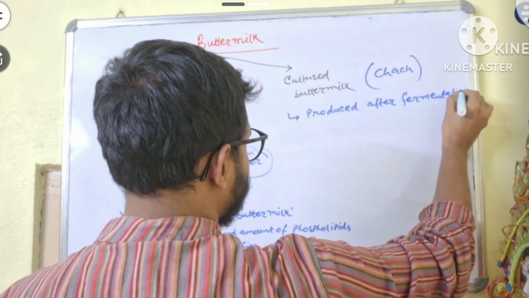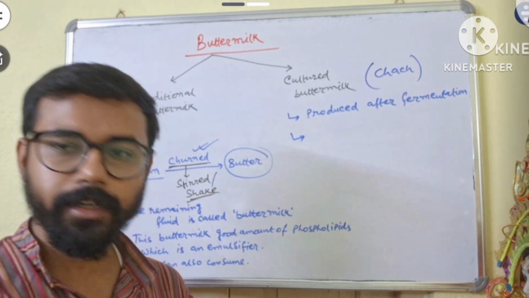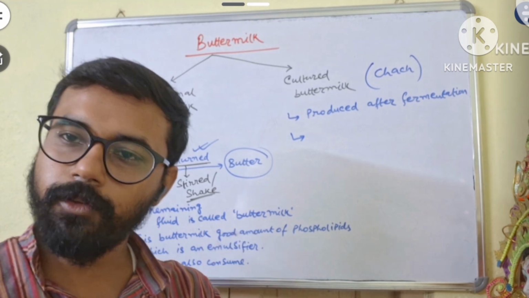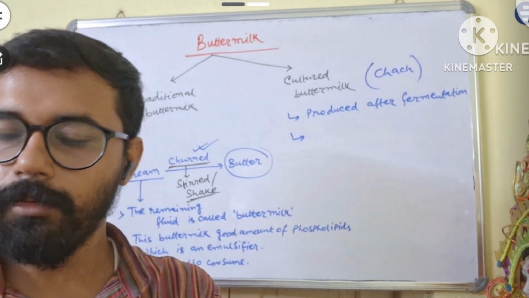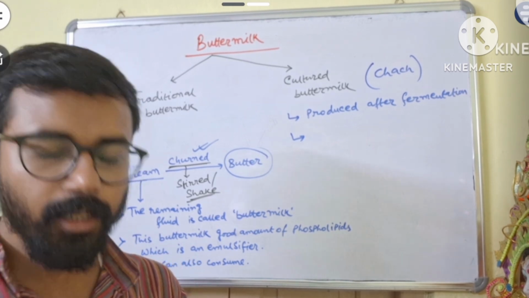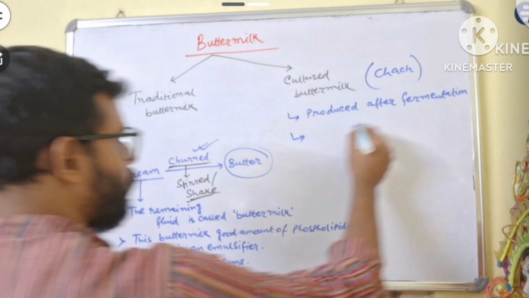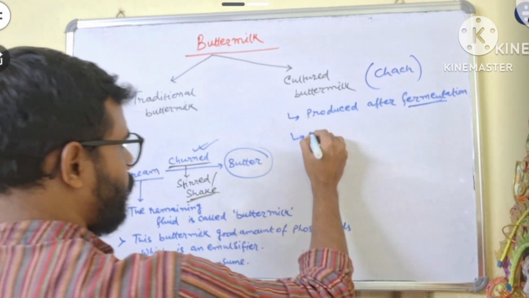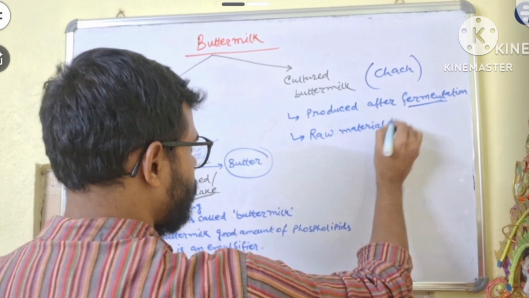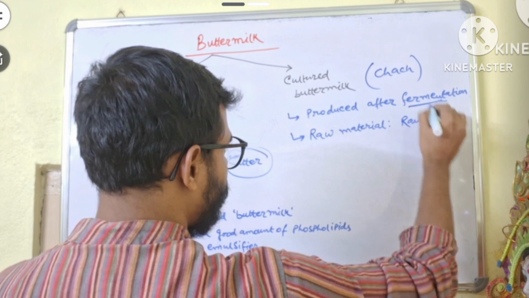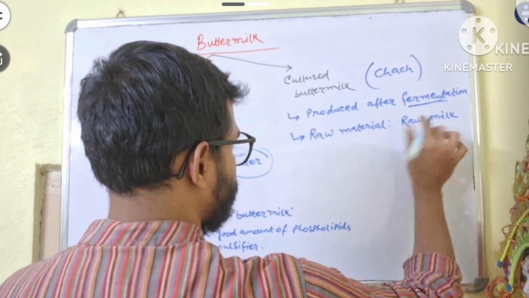The raw material of cultured buttermilk is not butter. The term is a misnomer here. Cultured buttermilk does not start with butter. It starts with just raw milk, and it is converted into buttermilk, with that buttery taste, after fermentation, using a special starter culture. Clear? The raw material is just milk, raw milk, whole milk, not butter.